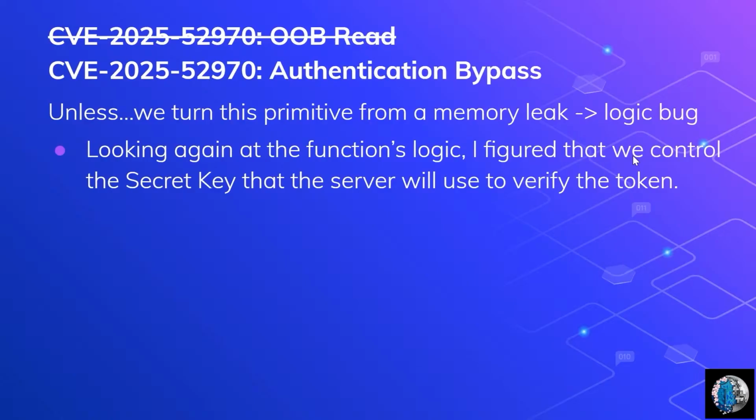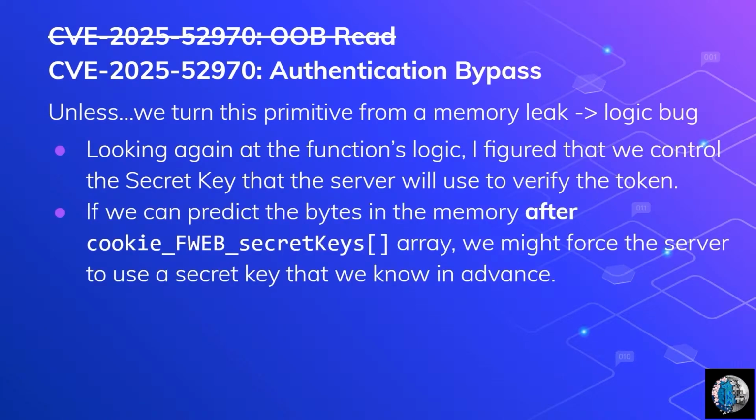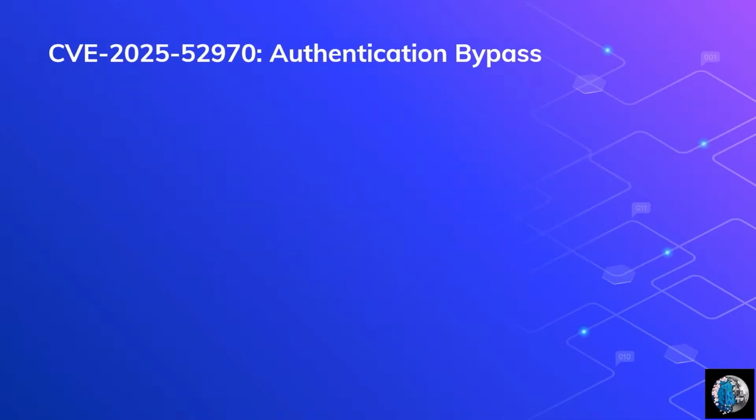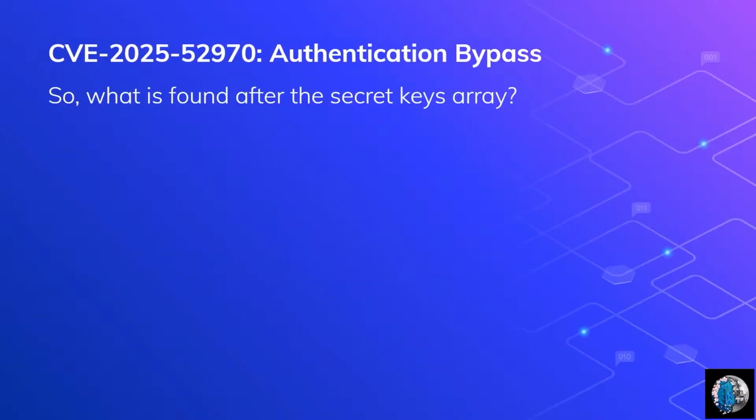Looking again at the function's logic, I figured that we control the secret key that the server will use to verify the token. So if we can predict the bytes in memory after the secret keys array, we might force the server to use a secret key that we know in advance. Only if we know what is after this array, because we triggered out-of-bound access. So you must be asking yourself, what is found after the secret keys array? That's a good question. Nothing. The answer for that is nothing.